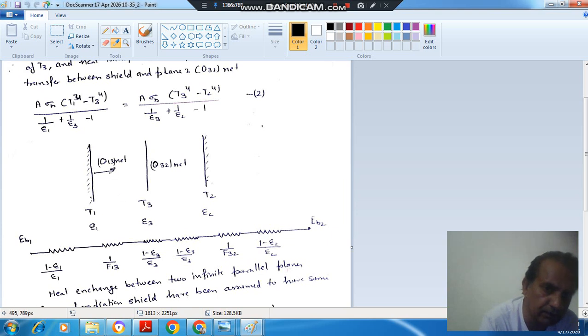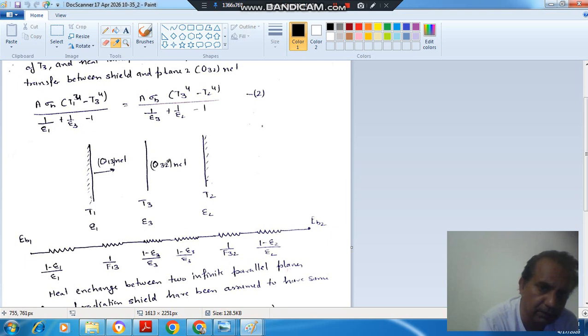If we consider heat transfer from this part to this part, then it is A sigma (T1^4 minus T3^4) divided by the resistance up to that. Or we can say we have derived, if we take these two as infinite parallel planes, then it can be written as 1 by (1 by epsilon 1 plus 1 by epsilon 3 minus 1).